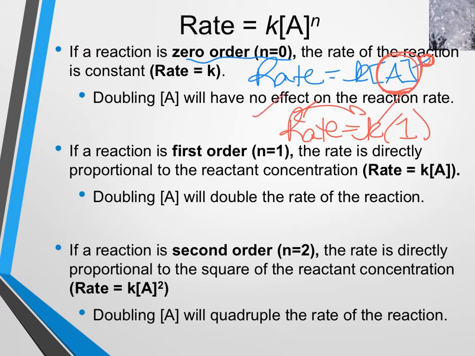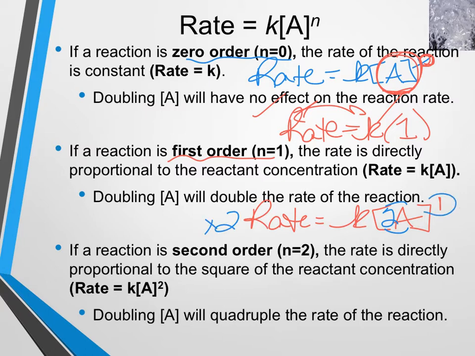Now let's look at if the order of the reaction is first order. So now if you have the same rate law, but instead of a zero order, you have first order, what does that mean if you double the concentration of A? If you multiply it by 2, then you are also doubling the rate because the exponent is 1. And 2 raised to the 1 power is simply 2.